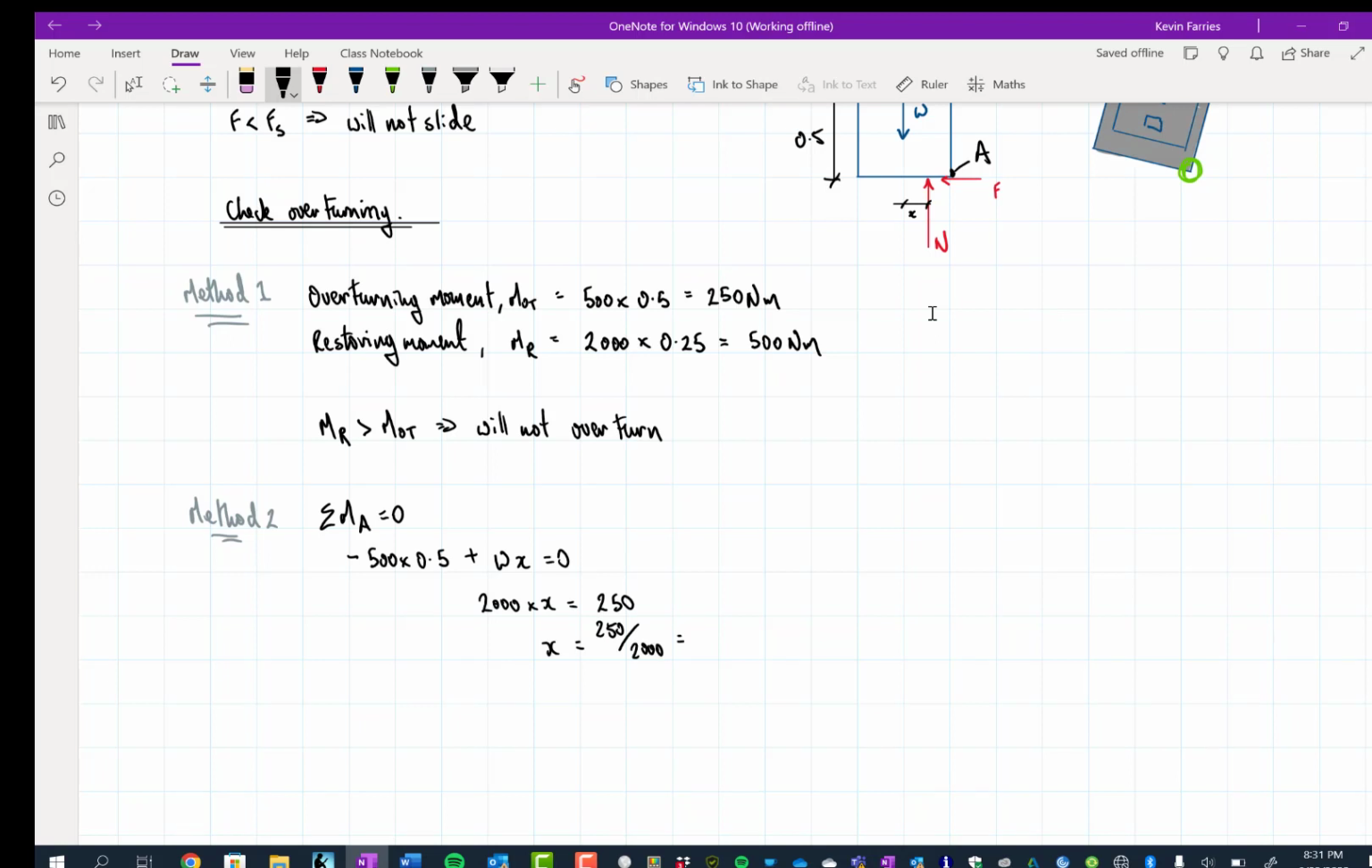which is equal to, let me just figure that out. I should be able to do that in my head actually. 1/8, so 2000. Yeah, it is an 8th, 0.125.